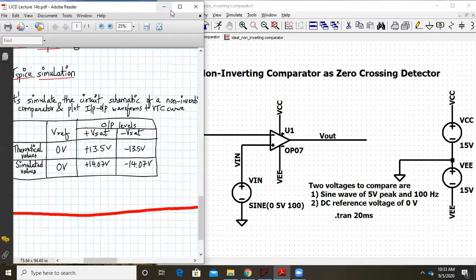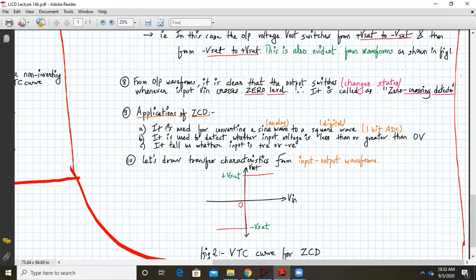So this was about the LTspice simulation. We have verified the concept and we have checked these values. It's coming all right. Now let's go to the applications of the zero crossing detector. It is used for converting an analog sine wave to a digital square wave or a rectangular wave. So it's basically acting as a 1-bit ADC, analog to digital converter. No wonder they are used in ADCs. Your zero crossing detectors basically will be used in that.